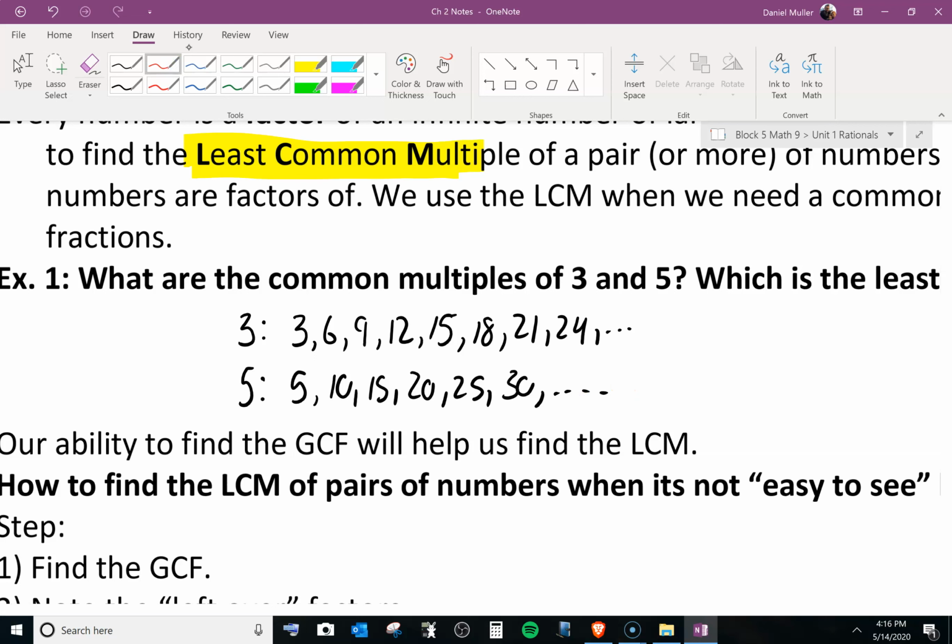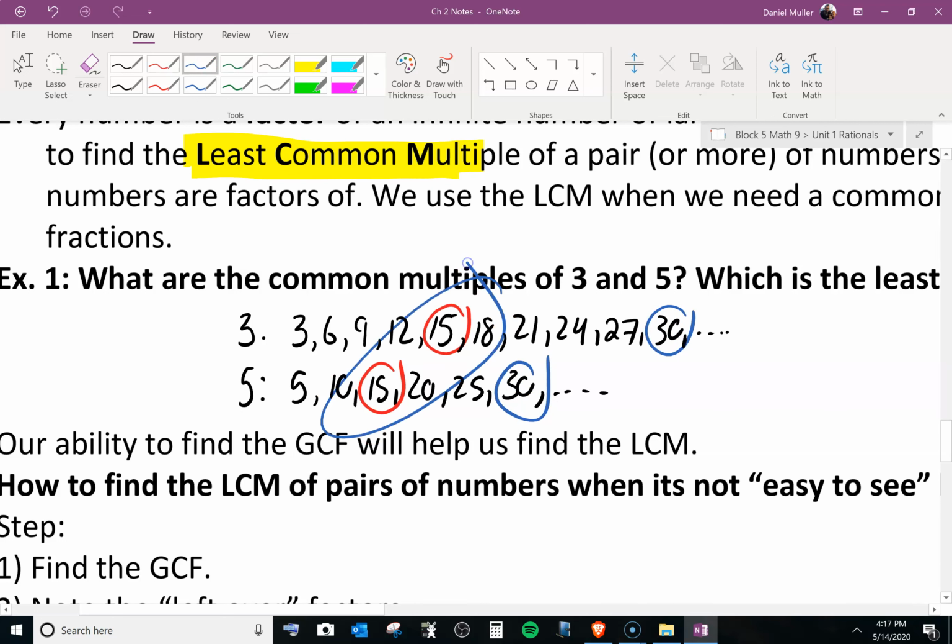And the idea would be, well, these are all the multiples, but which one do they have in common? What's the lowest or least one that they have in common? So I would say, well, 15 and 15. 15 is a multiple of 3, but 15 is also a multiple of 5. So they're a common multiple, and it's the lowest one. 30 would be the next one. So if I had continued up here with 3, 21, 24, 27, 30, there is another multiple here, but it's not the least common one. The least one is 15.